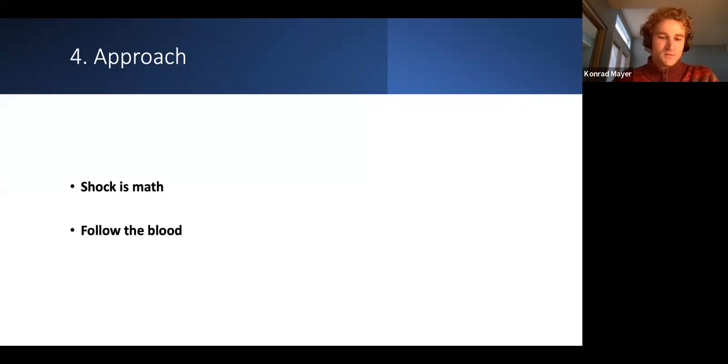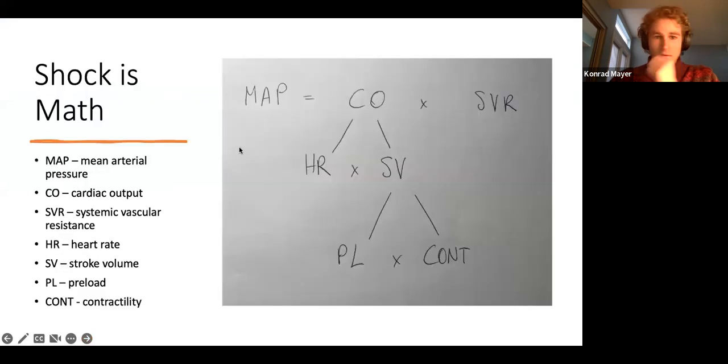And it's very simple. So without further ado, this formula. So shock is math. These are all the abbreviations I've written on the left-hand side of the screen. So this MAP, which I've talked about earlier, which should be over 65, there are two factors that contribute to the mean arterial pressure in our vessels. First of all, there's the tightness of the vessel, which is the systemic vascular resistance.